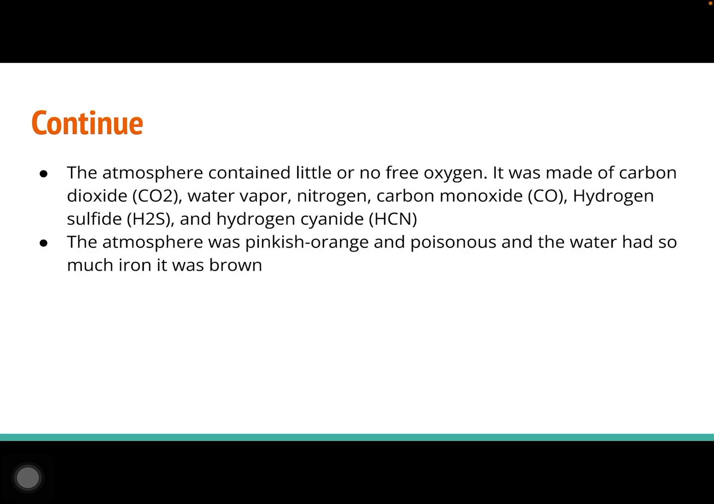The atmosphere was a pinkish orangish color. It was poisonous, and the water had so much iron in it that it was brown. So imagine looking out your window right now and you see a pinky orangish atmosphere, instead of the blue skies that we're used to. It's pinky orange because the different compounds and elements in our atmosphere at that time would reflect this pinky orange color. And then the water had so much iron in it, it was brown instead of the blue color that we're used to. So it'd be very, very different from what we know today.